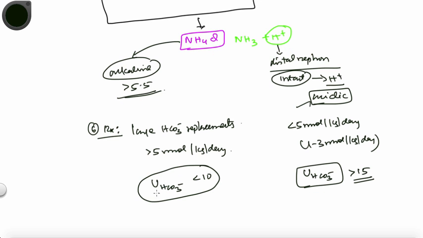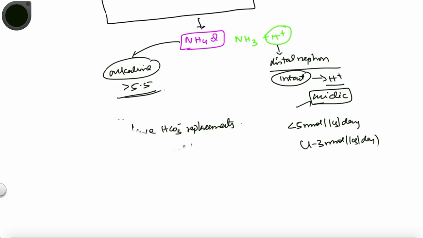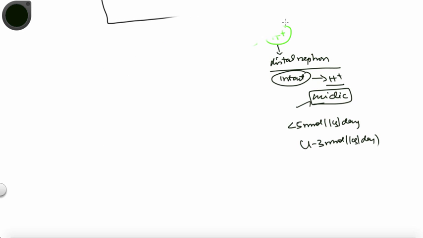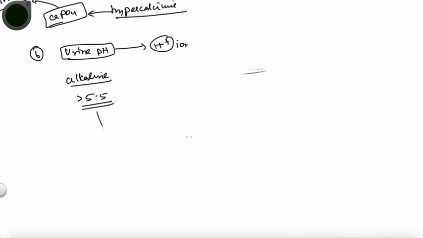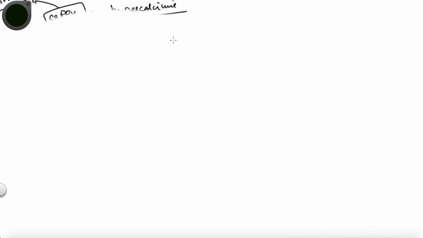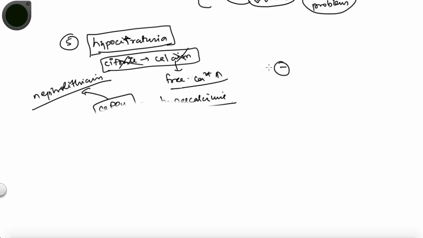And the most important next thing is knowing about the causes of renal tubular acidosis. I'm going to tell a few of the causes of type 1 and type 2 renal tubular acidosis. Let me first erase this and go back to the top.